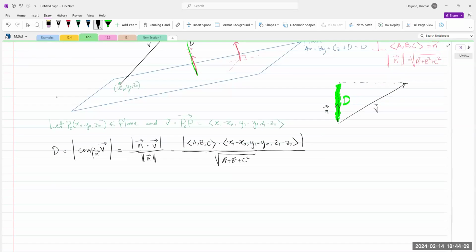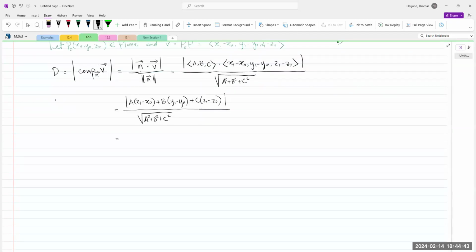Now, if I do the algebra on the numerator, the denominator is basically settled already. That's the square root of a squared plus b squared plus c squared. On the top, we'll have the absolute value of a times x1 minus x naught plus b times y1 minus y naught plus c times z1 minus z naught. This equals the absolute value of a x1 plus b y1 plus c z1 minus the quantity a times x naught plus b times y naught plus c times z naught.